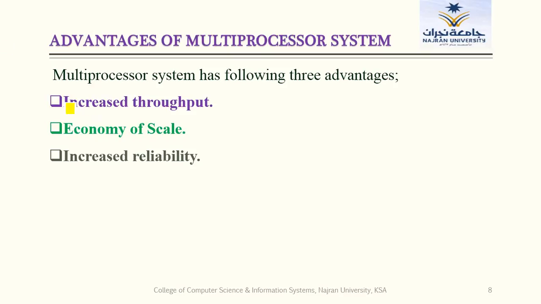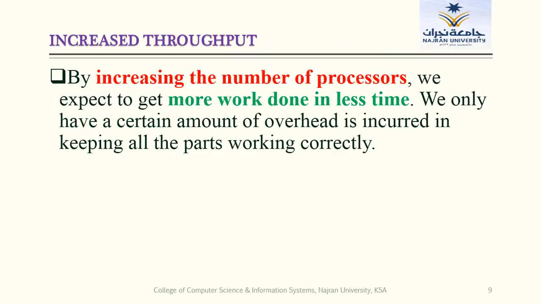So what are these? First one is increased throughput. Then we have economy of scale. Then increased reliability. So these are the three main advantages. There are many other advantages, but these are the three main advantages of a multiprocessor system over a single processor system. So we will see one by one what is increased throughput, economy of scale, and increased reliability. Increased throughput means that by increasing the number of processors we can expect to get more work done in less time. So if the number of processors is more, it means the work will be finished quickly.